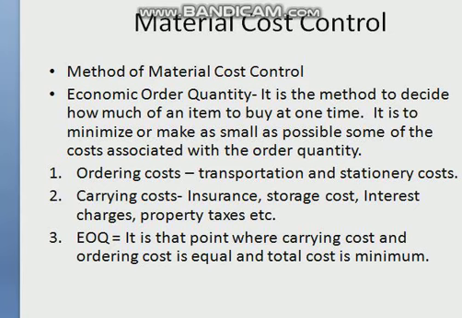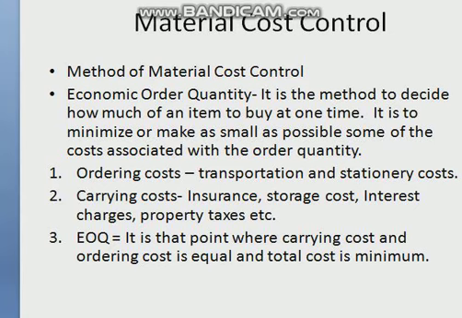So A stands for annual usage, that is 1600. So 2 into 1600, and ordering cost is rupees 100 per order. So 2 into 1600 into 100 upon 10% of rupees 80. So 10% of 80 is 8. So 2 into 1600 is 3200, into 100 is 3,20,000, upon 8 amounts to 40,000, and under root of 40,000 is equal to 200 units. So, EOQ is equal to 200 units.